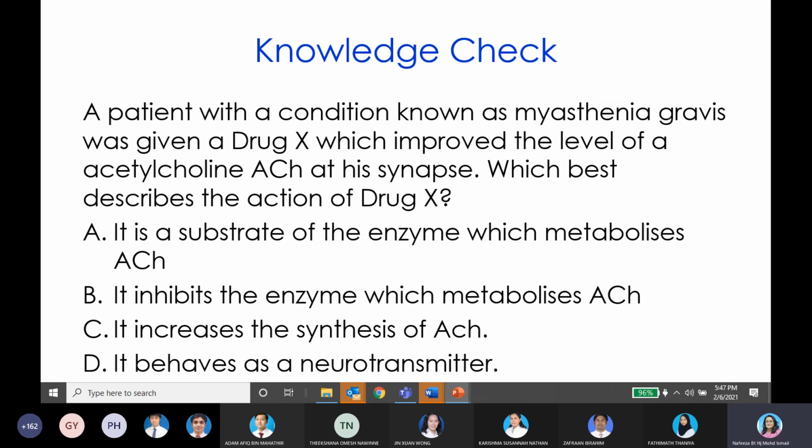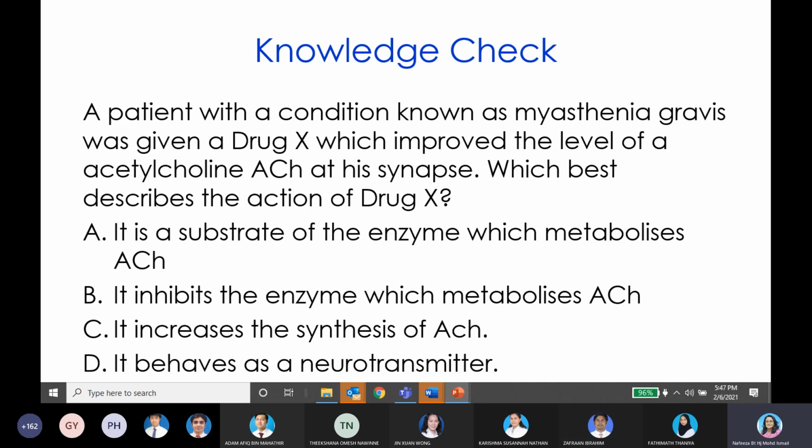Yeah, A is correct, but if you were asked which best describes the action of drug X, and you know in myasthenia gravis you have to increase the levels of acetylcholine at the synapses, all right? So if it is a true-false question, I agree with you. A can be correct, B is correct, C and D are wrong. But if it's a one best answer question, it will be B, it inhibits the enzyme which metabolizes ACH, because you do know that you want to increase levels of ACH in a patient with myasthenia gravis. Do you understand?